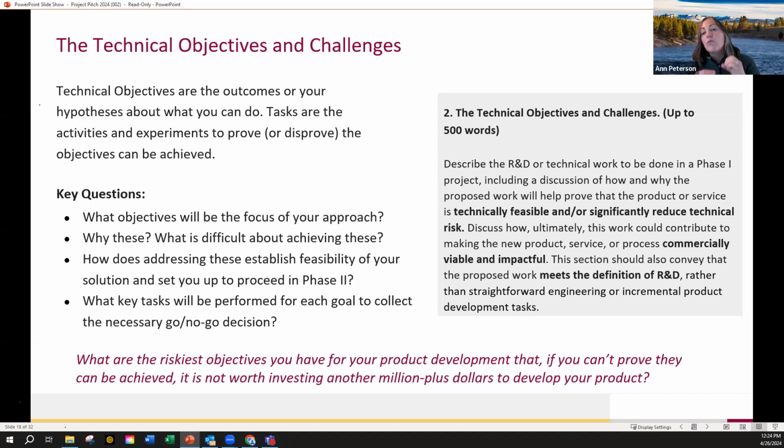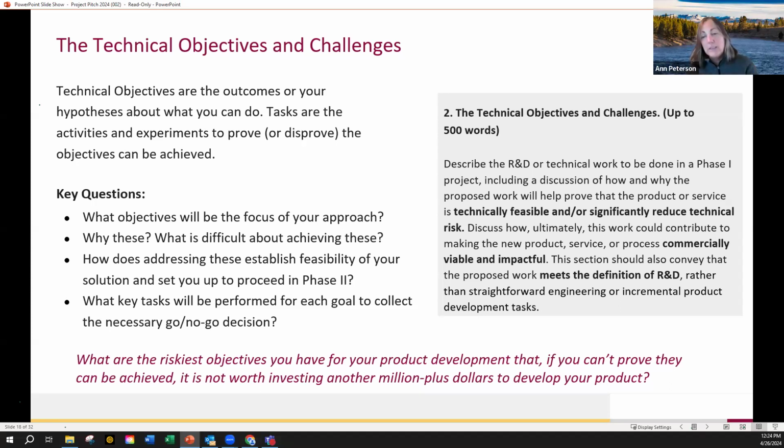So think about the riskiest components of your product development that need to be proven. Not all of the engineering tasks, not the 3D printing or this or that. Talk about the risky parts of your product development, and make those the basis of, if I can prove that these things are feasible, it would be worth throwing another $1 million+ into this product development. That's one of the criteria. So here are some of the questions.